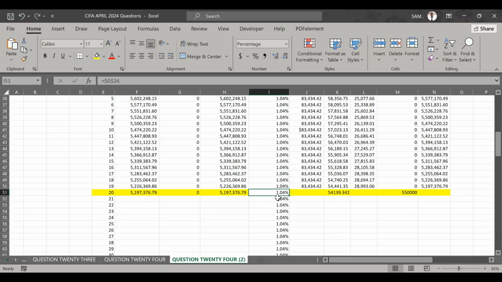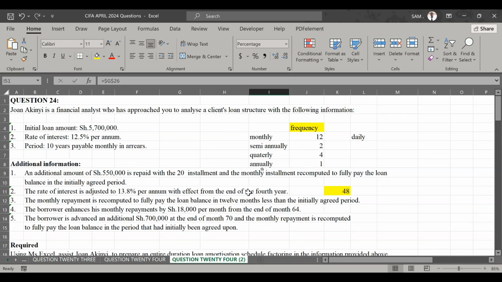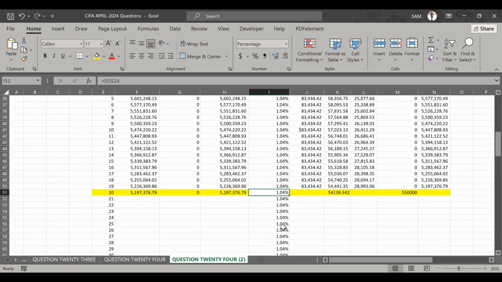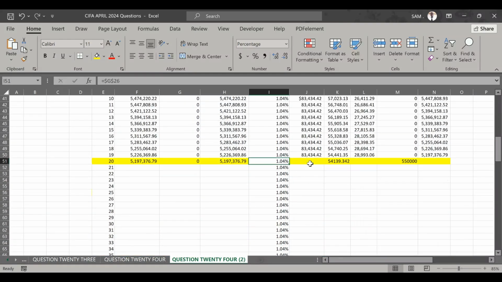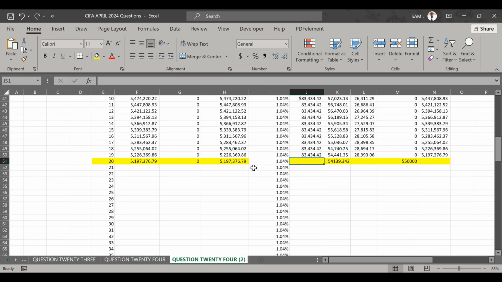Then, has our interest rate changed? The answer is no. Our interest rate will change at month 48 according to additional information number 3, which we had read, right? So when we reach there, we will see how it takes effect. For now, our interest rate remains the same. Now, how do we compute the installment? I had mentioned to you that if we look at the PMT formula, interest is critical. Change in interest will affect our PMT, our payment, or our installment. Again, the beginning loan amount is also going to affect our installment.